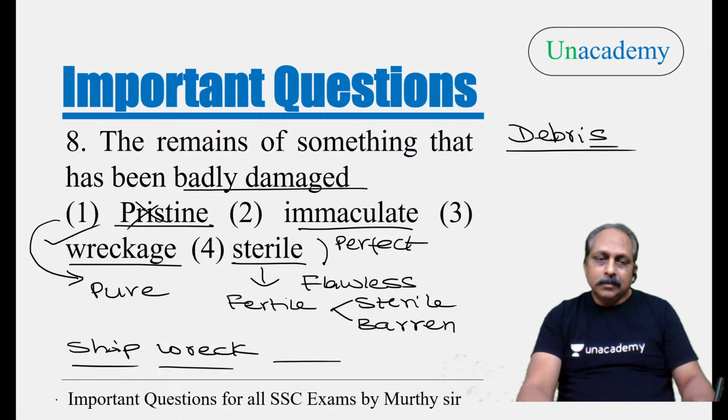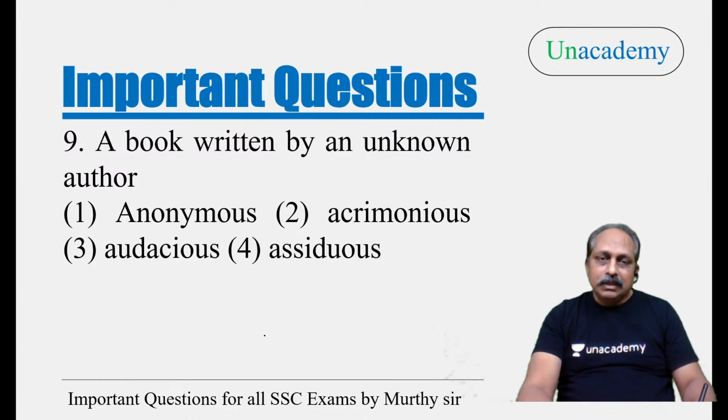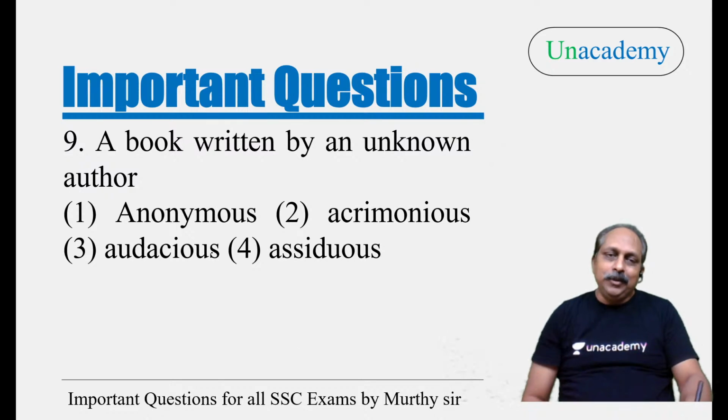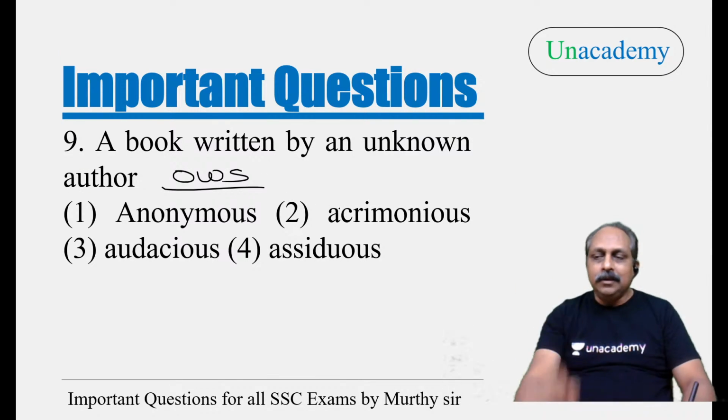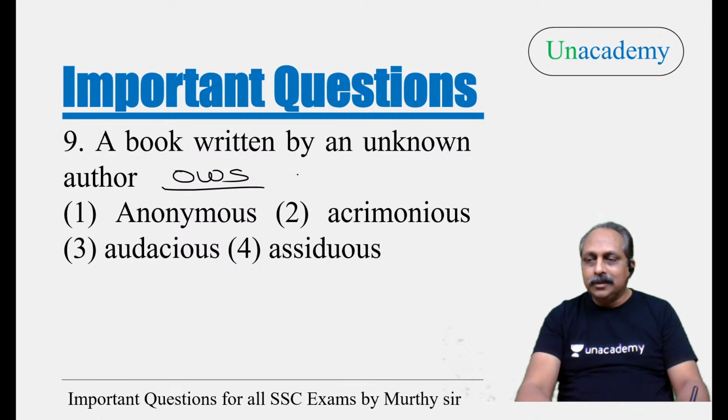Exactly, that's right. Go to question number 9. A book written by an unknown author. Anonymous, acrimonious, audacious, assiduous. All are important words. From an exam point of view, one word substitutes. And the advantage with one word substitutes is that from one question you can learn four or five words.